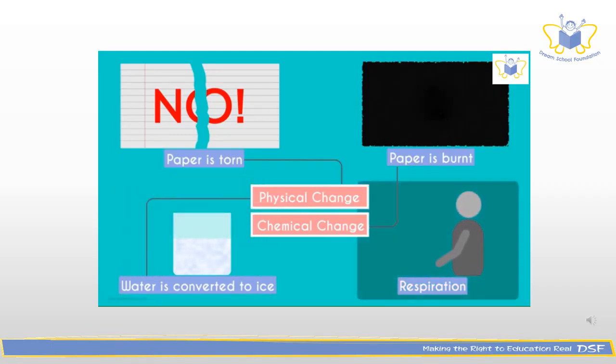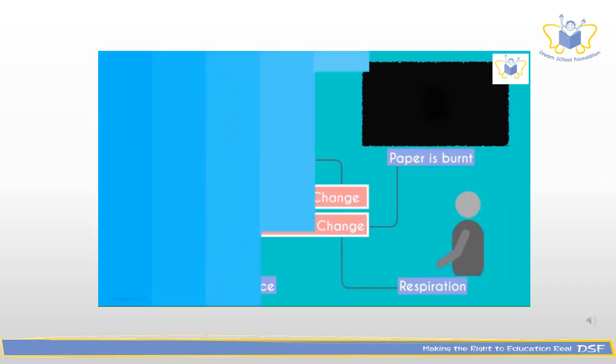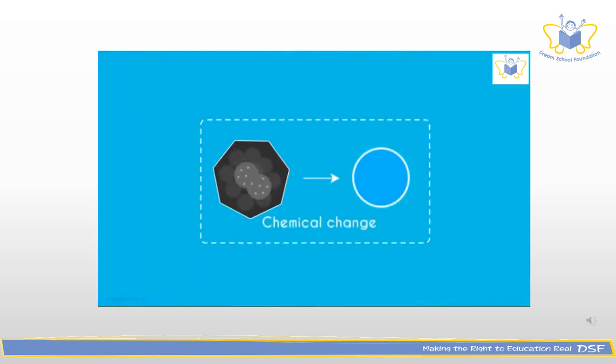The last one is interesting. What happens when we respire? We utilize the oxygen we inhale, and after the respiration process, carbon dioxide is exhaled. Clearly, a new substance is formed. It's a chemical change. Whenever a chemical change occurs, we say there's a chemical reaction.